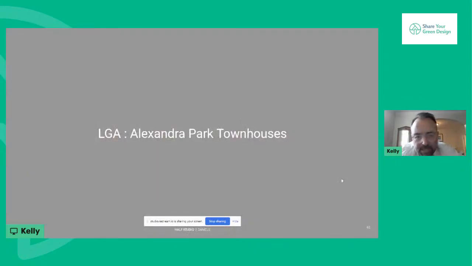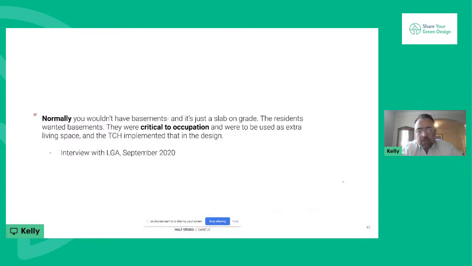Another one of the projects, a townhouse to learn from in thinking about the great North American entitlement to basements, is that normally the project wouldn't have basements. In this case, it was a redevelopment of a site that had pre-existing social housing on it, and the occupants, in order to go along with the redevelopment to add density, insisted that their new houses have basements, even though they didn't have them in their initial ones. They were critical to the occupation.